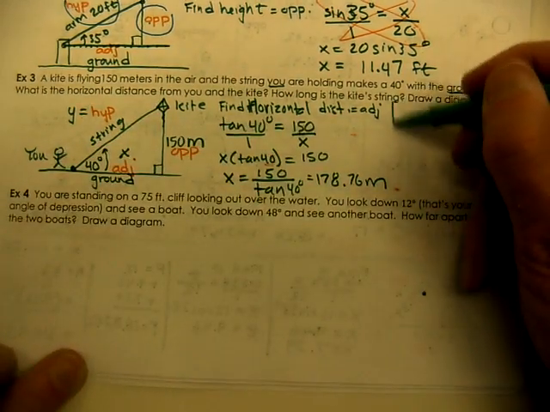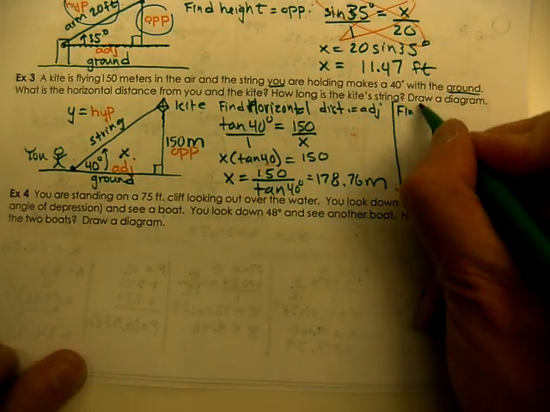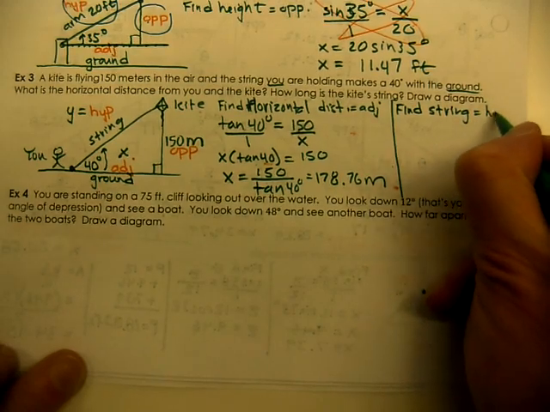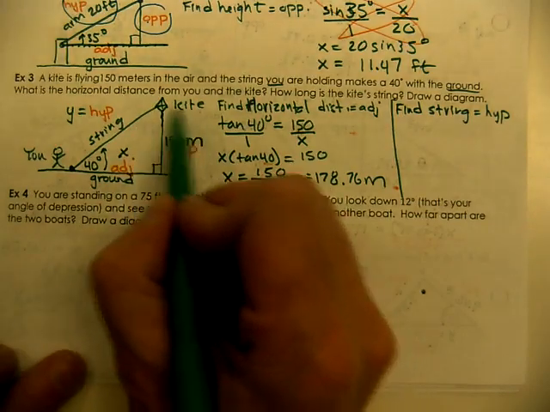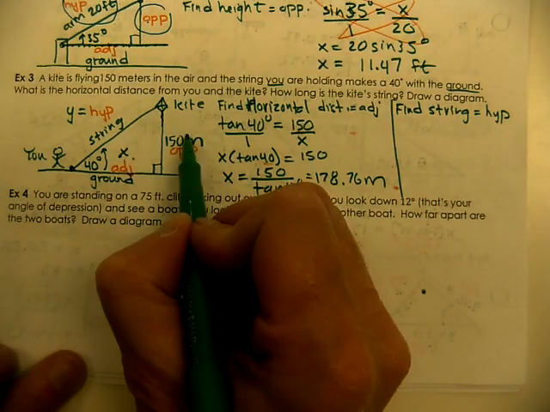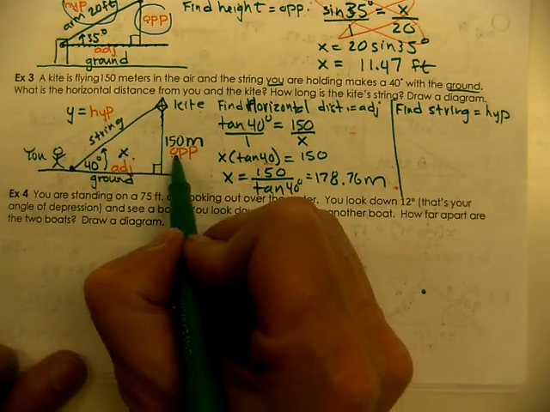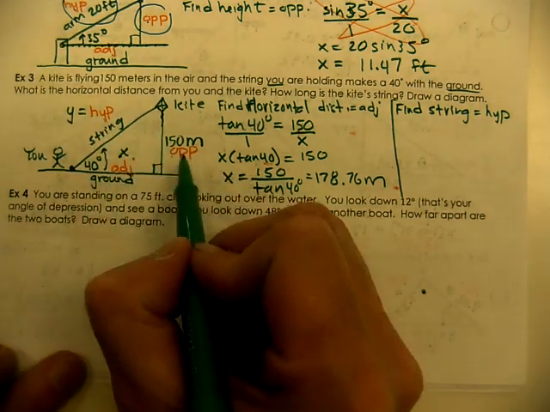All right, so the second question then is, how long is the kite string? So we have to find the string length. In other words, we have to find the hypotenuse. So we have to find the hypotenuse, and again, we're going back and using the given information of 150 meters, which is on the opposite side. So we want to use the ratio created by the opposite and the hypotenuse. So that is the sine ratio.